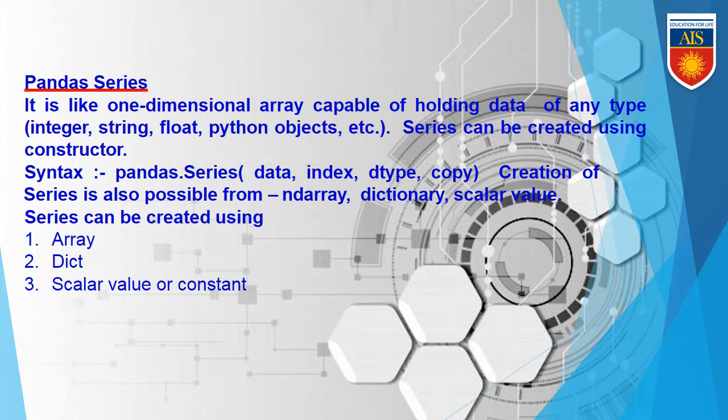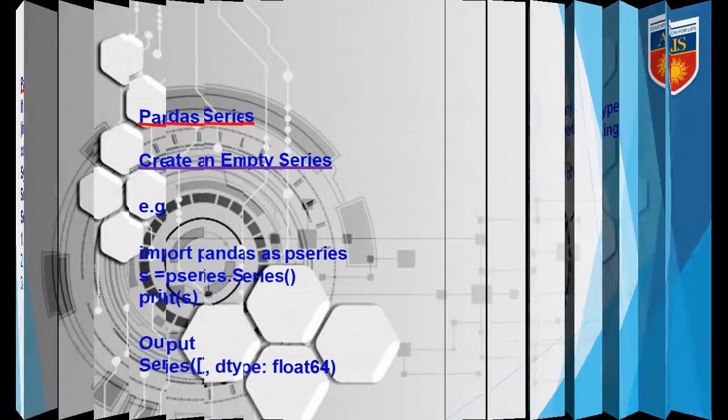A Series is like a one-dimensional array capable of holding data of any type: integer, string, float, Python object, etc. A Series can be created using the constructor. Syntax: pandas.Series. A Series is also possible from an ndarray, dictionary, and scalar value. So we have three options to create a pandas Series.